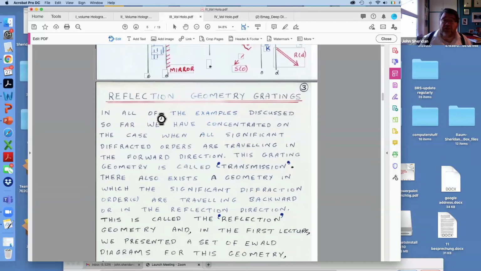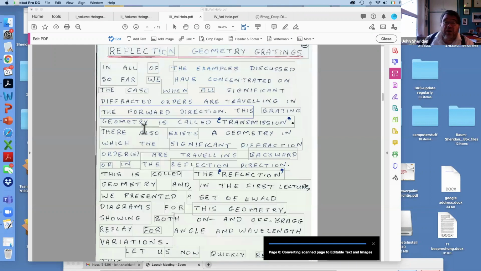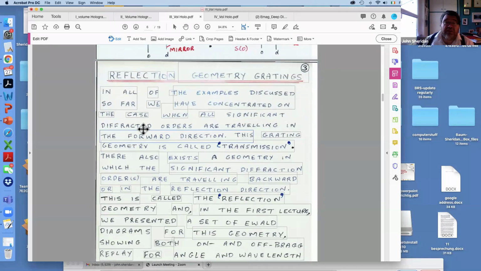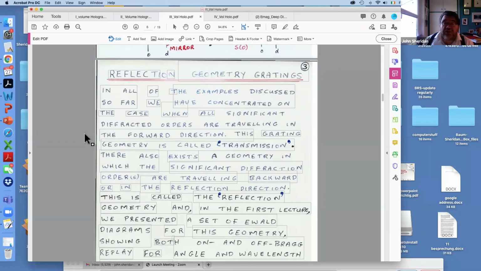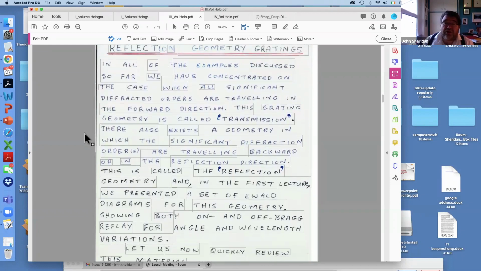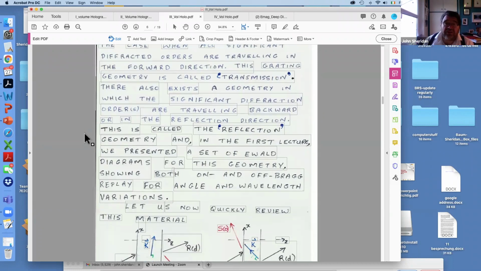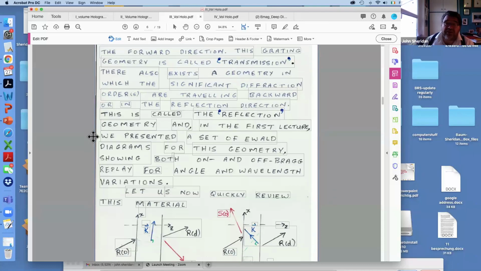Okay, so reflection geometry gratings. In all of the examples discussed so far in detail, we have concentrated on the case when all the significant diffracted orders are traveling in the forward direction. And this grating geometry is called transmission. And there also exists a geometry which we call reflection, in which significant diffraction orders are traveling backwards, in the reflection direction. And this is called reflection geometry.